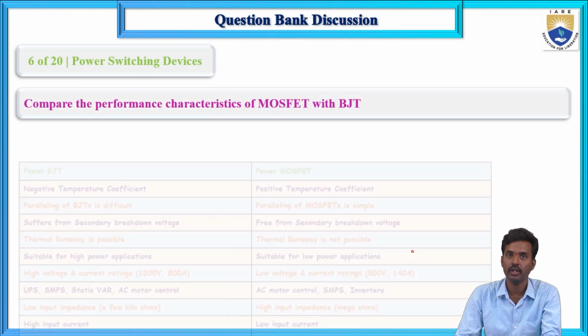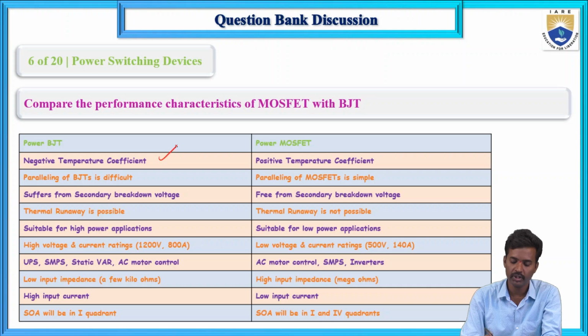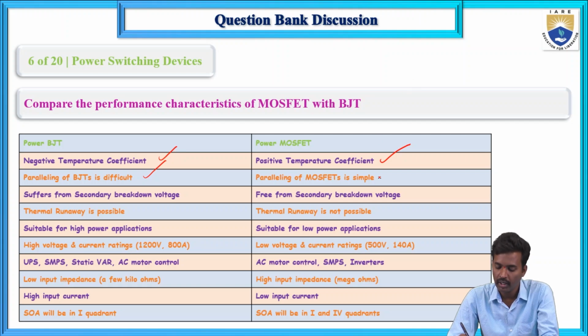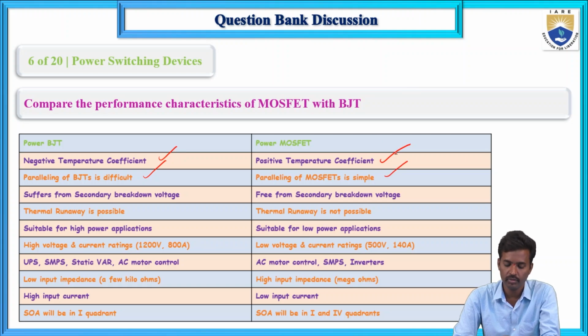Now, here is another difference: BJT has a negative temperature coefficient, while the MOSFET has a positive temperature coefficient. So paralleling of BJTs is simple, while paralleling of MOSFETs is difficult. The BJT suffers from secondary breakdown, while the MOSFET is free from secondary breakdown. Thermal runaway is possible in BJT, but thermal runaway is not possible in MOSFET. The BJT is suitable for high power applications, and the MOSFET is suitable for low power applications.